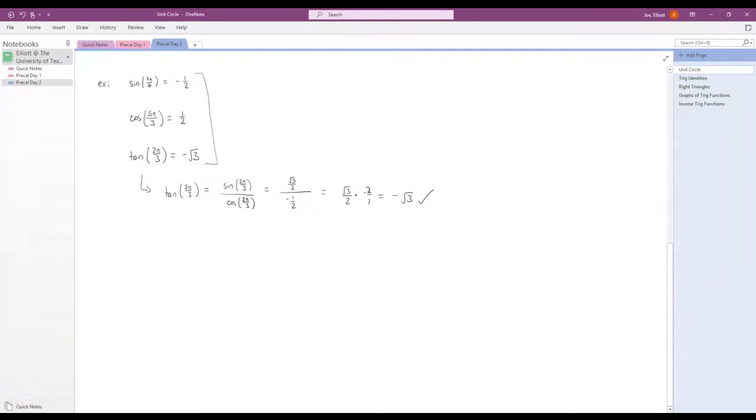You may also get some trig equations, so equations involving trig functions. And to solve those equations, it'll also just be based off your knowledge of the trig functions at those special values. So let's maybe look at a couple of examples of solving trig equations right now. I'll start with some simple ones and we'll look at some harder ones in a bit as well.